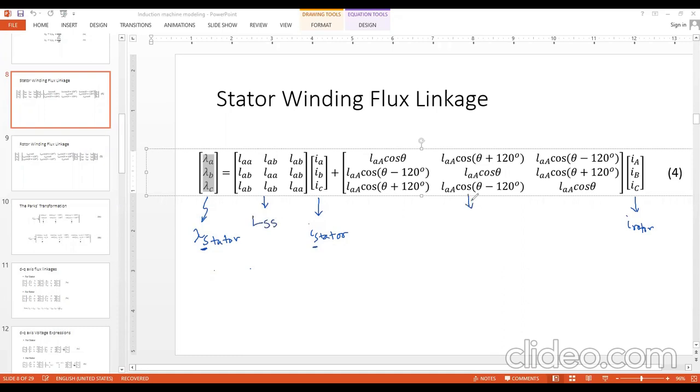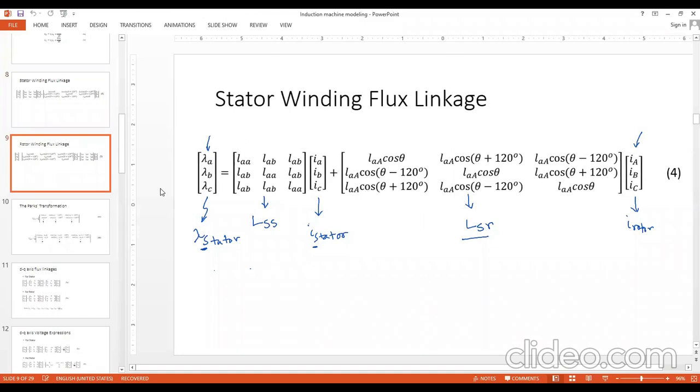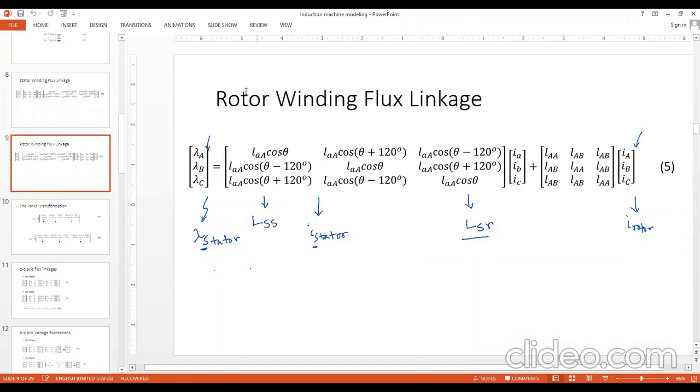And this matrix here, the 3 by 3 matrix over here, is relating the stator flux linkage and the rotor current flowing through the rotor coils. So you can also call it L stator to rotor. And interestingly, in this case, we will see that LSR is exactly the same as LRS in this case.